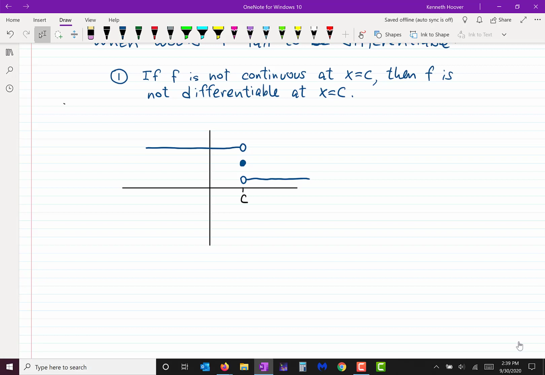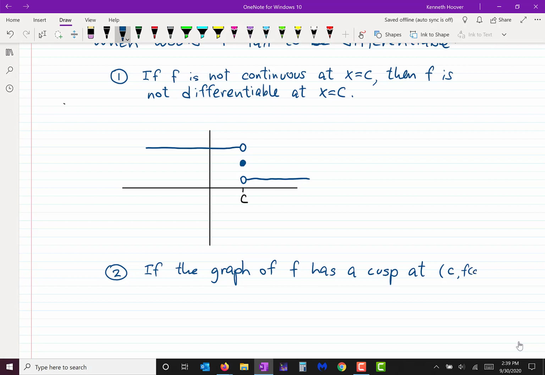The other time that's very common is if the graph of f has a cusp at the point c, comma f of c, then f is not differentiable at c. And I'll tell you what a cusp is in just a second.